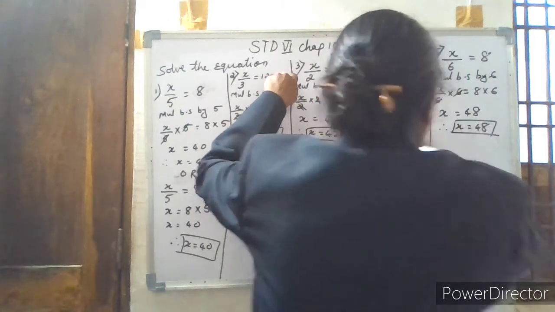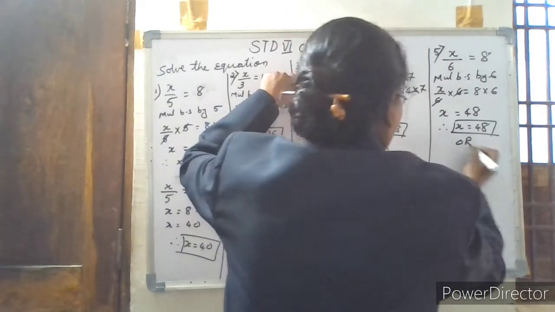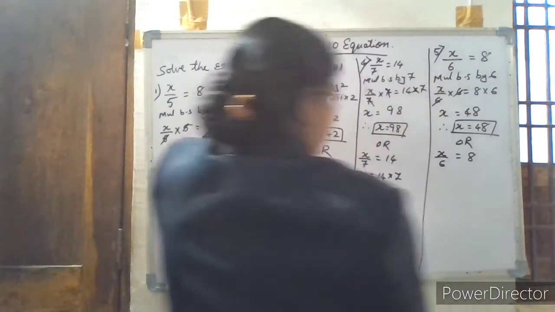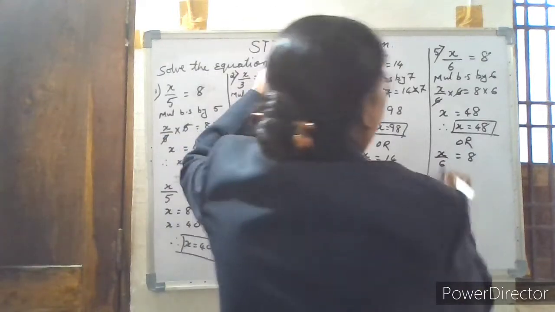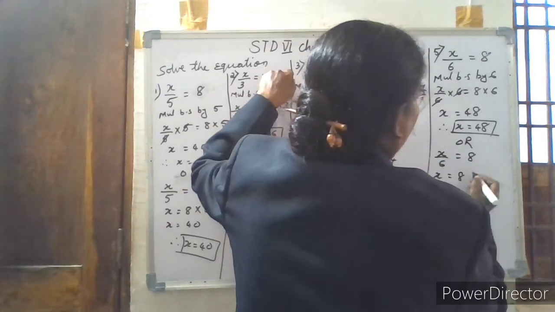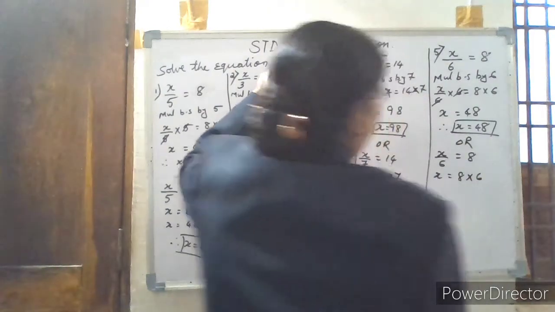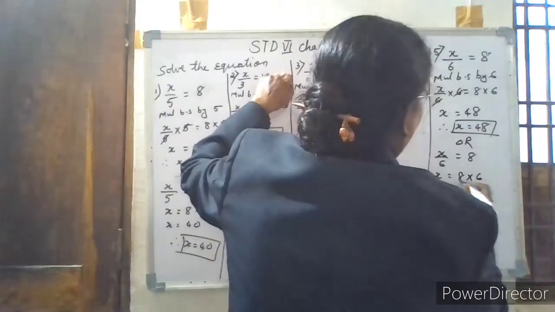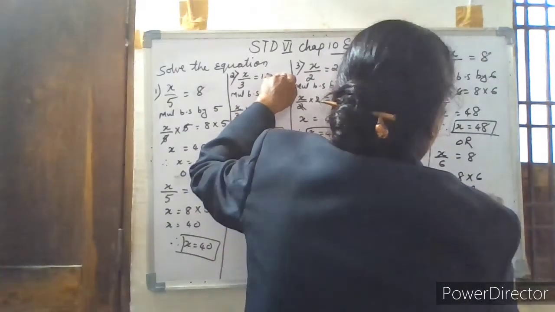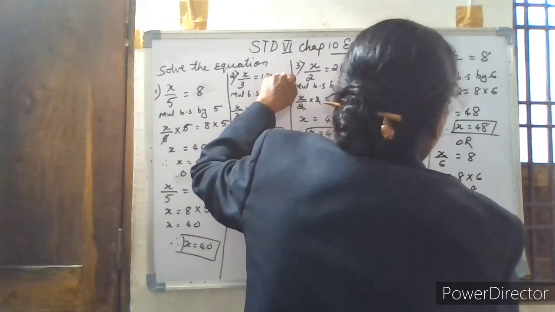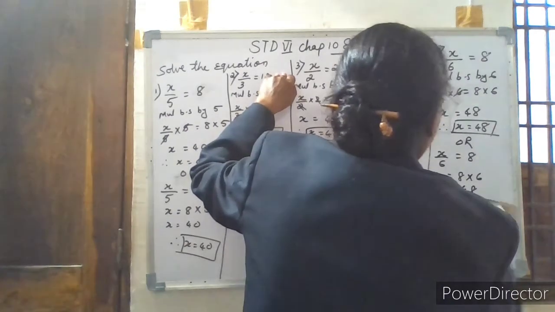Or, x by 6 is equal to 8. So x will be equal to 8 times 6. It is x divided by 6, so here it comes across and gets multiplied. So x is equal to 8 sixes are 48. Therefore x is equal to 48. This is the solution.